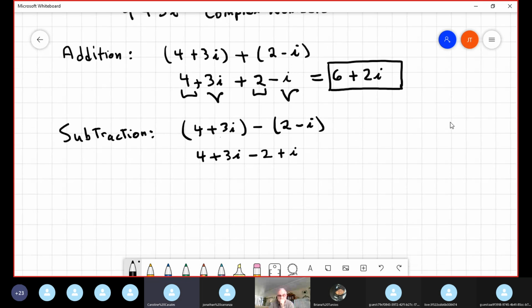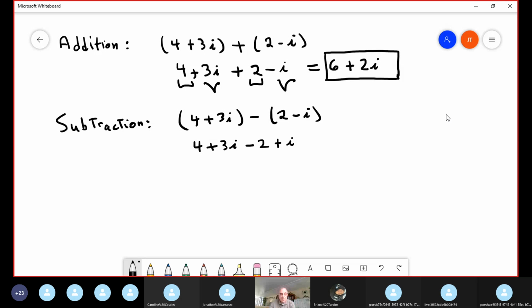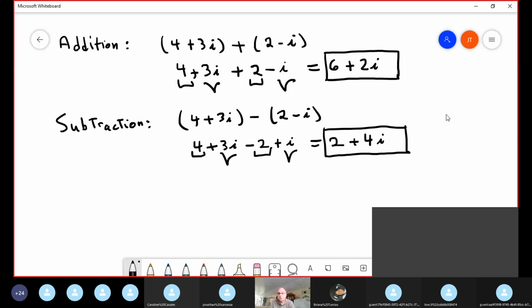Okay. Now again we combine like terms. 4 and minus 2 is 2, positive. Real part. Imaginary part, 3i plus 1i is 4i. Final answer. Easy. Addition and subtraction is super easy. The problem in the test, I put one example of the addition and subtraction.